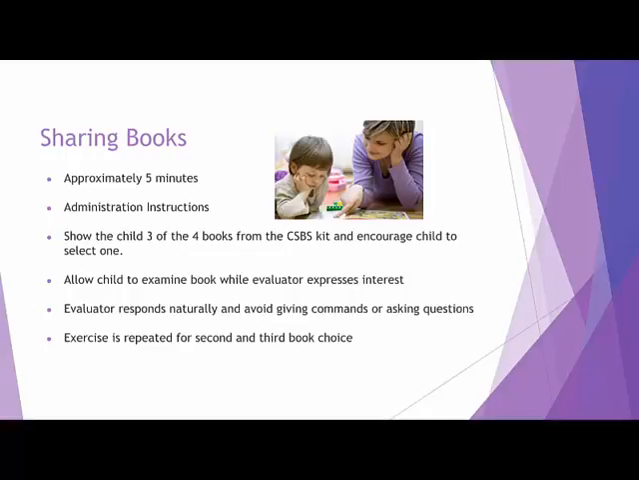The evaluator will show the child 3 of 4 books from the CSBS kit and encourage him or her to select one. After the child has selected one, all other books the child doesn't select should be removed. The evaluator will allow the child to examine the book while displaying interest in it. After the child finishes looking at the book, the exercise should be repeated with both the child's second and third choice.